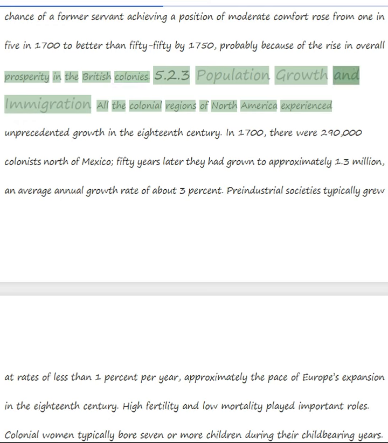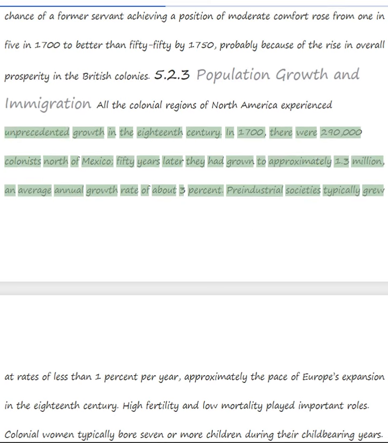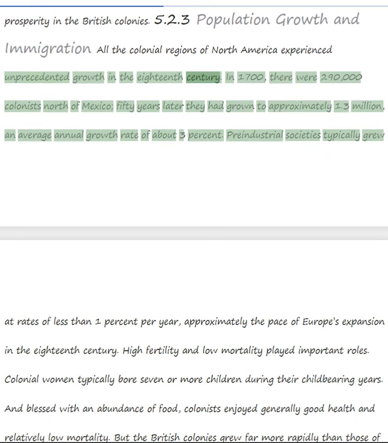5.2.3 Population growth and immigration. All the colonial regions of North America experienced unprecedented growth in the 18th century. In 1700, there were 290,000 colonists north of Mexico. 50 years later they had grown to approximately 1.3 million, an average annual growth rate of about 3%.